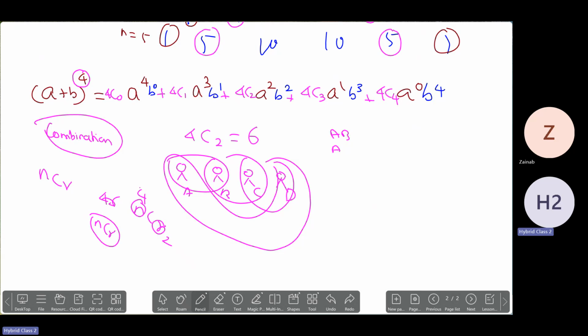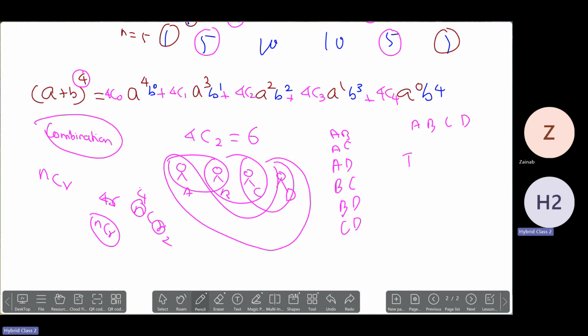So see, 4C2 is 6. What does the number represent? For example, there are 4 people A, B, C, D. How many ways can 2 people be chosen from 4? It can be A and B, or A and C, or A and D. Similarly B, C, then B, D, C, D. I cannot choose B, A because A, B and B, A are the same. It shouldn't be considered a different option.